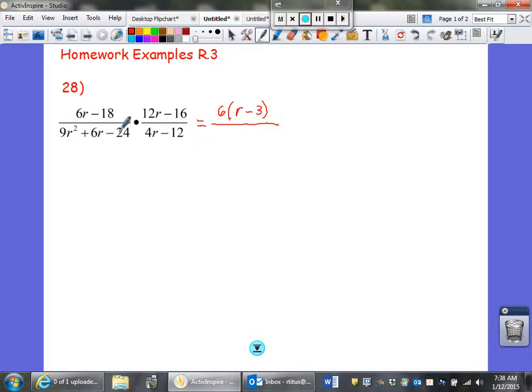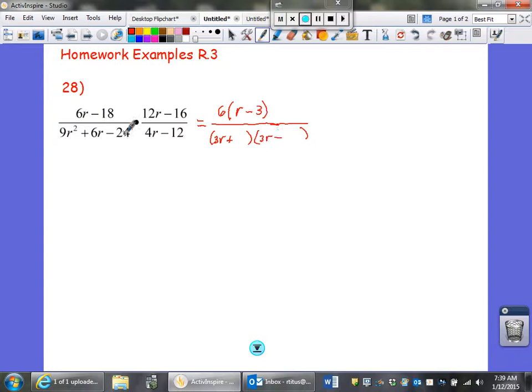over. The bottom, the denominator, is a trinomial, so I'm going to try to set this up for factoring by trial and error. Let's look at the signs here. Since it ends with a minus sign, we know the signs have to be positive and negative. You have to look at what you can multiply together to make 9r squared, like 3r and 3r.